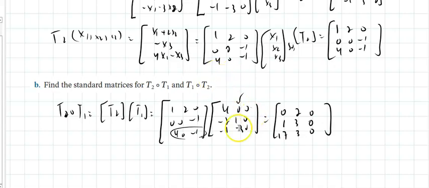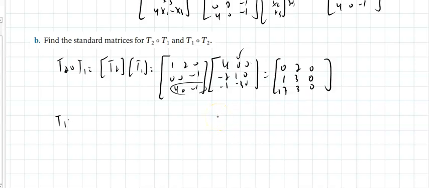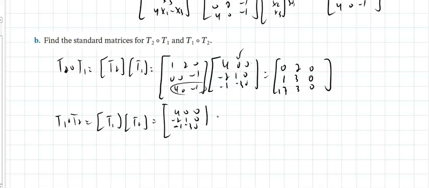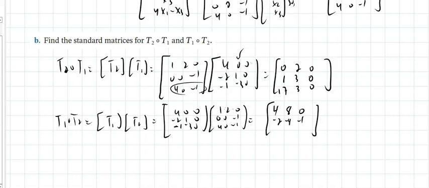There we go. And if I want to go the other way around, if I want to go T1 composite it with T2, well, we're going to go T1, T2 first, swap those, and here we will get 4 plus 0, 0, that's 4, 8, 0, 0, 0. For the second, I'll get negative 2. I'll get negative 4 plus 0 plus 0 is negative 4, and 0, negative 1, 0 is negative 1.